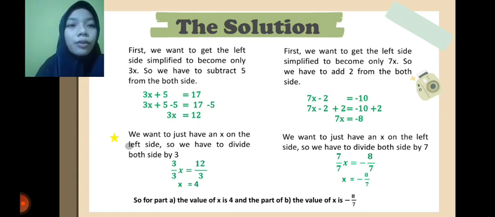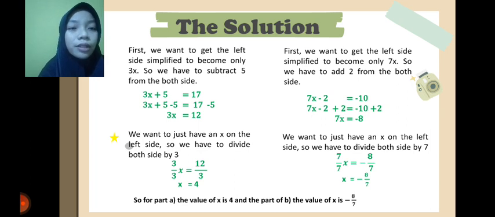First, we want to get the left side simplified to become only 7x. So we have to add 2 to both sides. 7x minus 2 equals minus 10. Because we add 2 to both sides, we get 7x minus 2 plus 2 equals minus 10 plus 2. And then we get 7x equals minus 8.